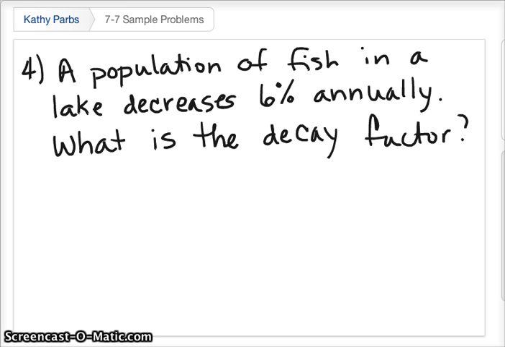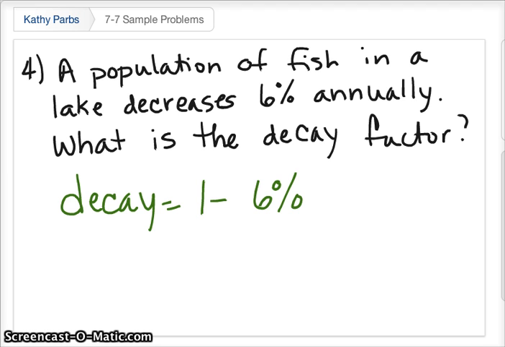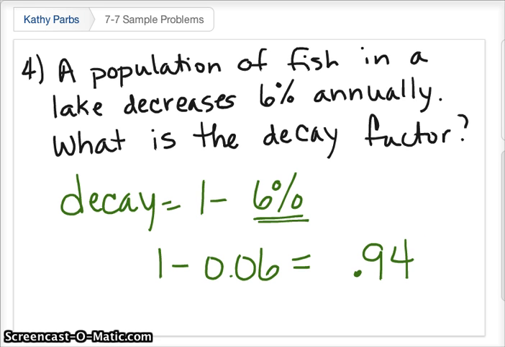Okay, so we have a population of fish in a lake decreasing 6% annually, and they want to know the decay factor. So our decay factor is equal to 1 minus our percentage, but we have to write the percentage as a number. So it would be 1 minus 0.06 because 6% means 6 out of 100, and if you divide that you get 0.06. When we subtract 0.06 from 1 we get 0.94. So that would be our decay factor.